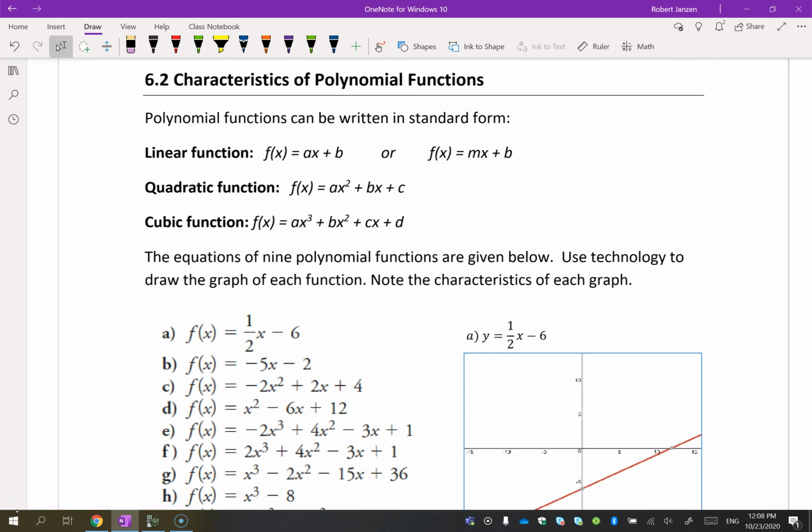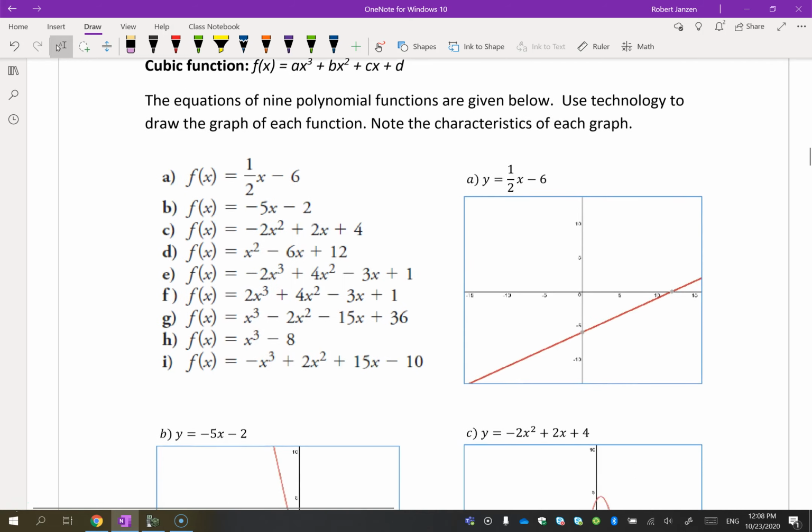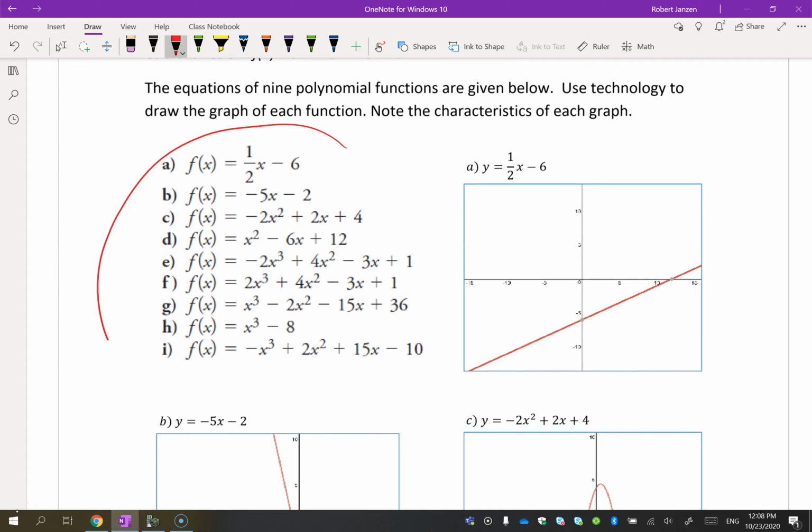Okay, lesson 2, we're going to look a little bit more at the characteristics of polynomial functions. You remember the last lesson we talked about constant functions, linear functions, quadratic, and cubic. And what I've got here is a whole bunch of these graphs.